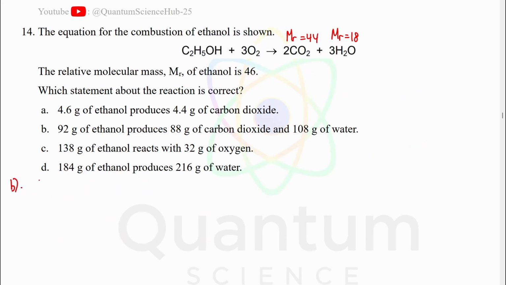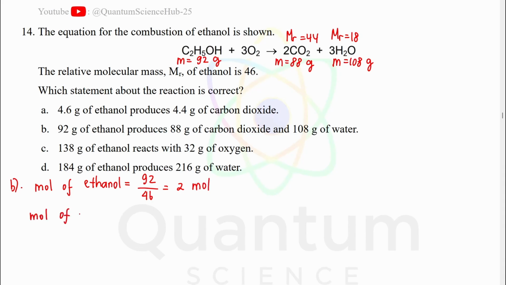Next, option B, we have the mass of ethanol equals 92 gram, and the mass of carbon dioxide here is 88 gram, and the mass of water here is 108 gram. Okay, let's start with the mole of ethanol. Mole equals mass over Mr. The Mr is 46, so it equals 2 mole. Now we find the mole of carbon dioxide, which equals 2 over 1 times 2 mole, so it equals 4 mole.